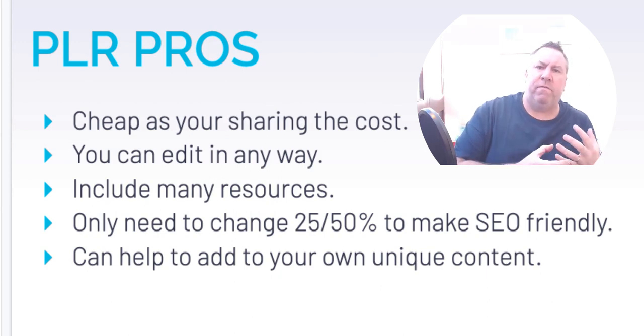To make it SEO friendly for an article type website, for instance, you will need to adapt it. You would need to change, say, 25 to 50% of it. As long as you do that, Google will recognize that as an individual, unique product. But you do need to put the work in, obviously, to make sure it is unique. And you can add it to your own website.